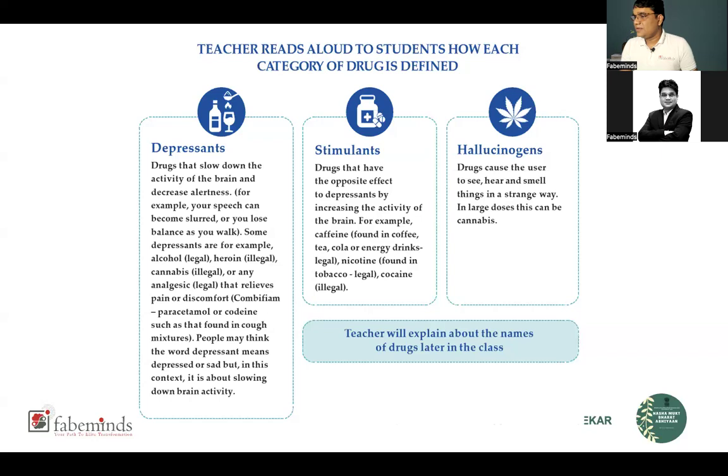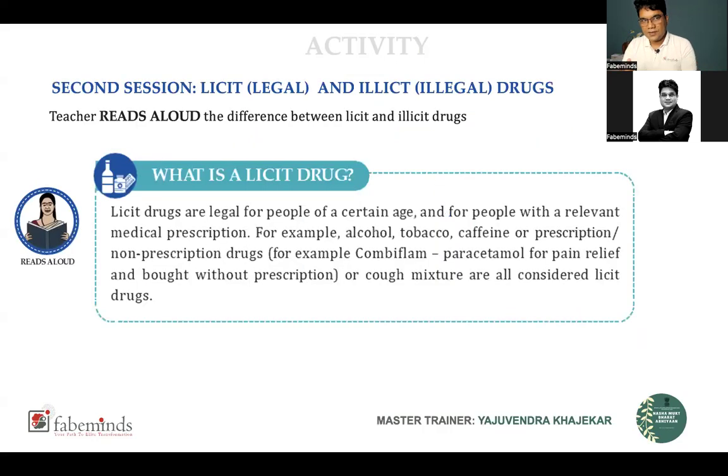In large, what is this cannabis, what we call cannabis, we can see once we go ahead, you will come to know about that, okay. So this is what you need to explain in this chart. What are the types, what are the examples of those, you can give those, okay. Teacher will explain about the names of drugs later in the class, okay. As we move ahead, you will come to know.